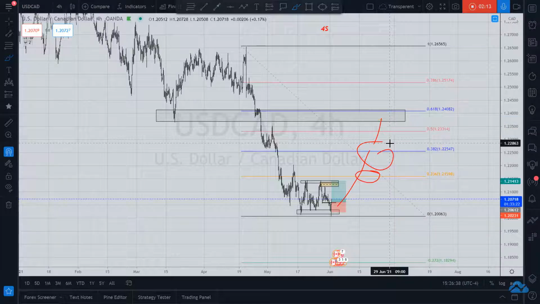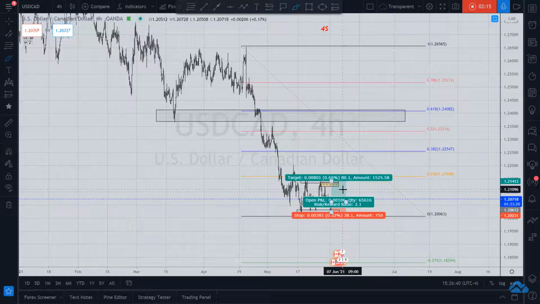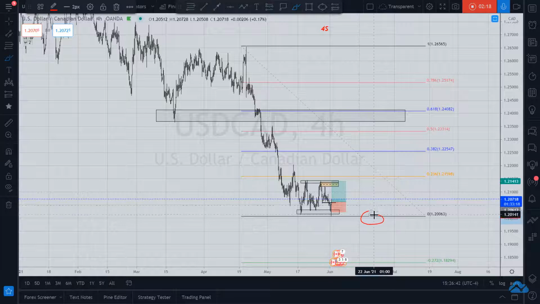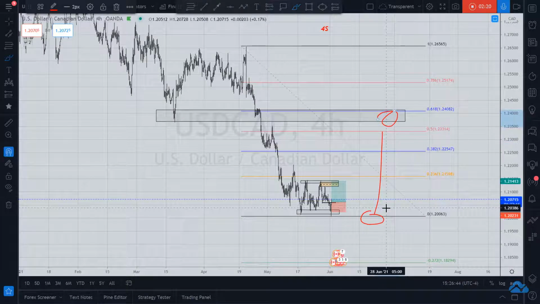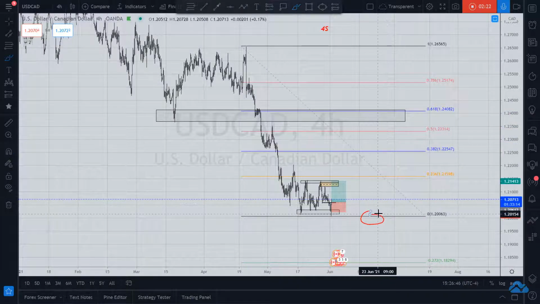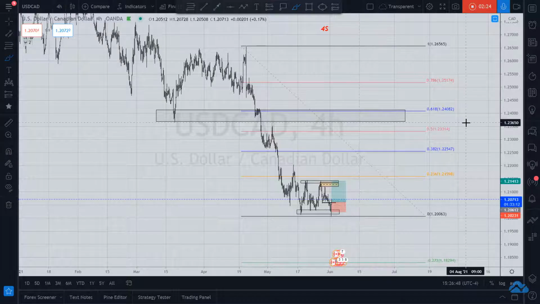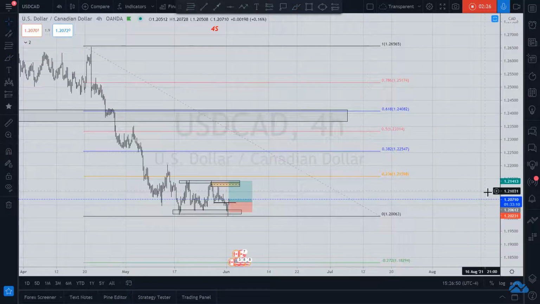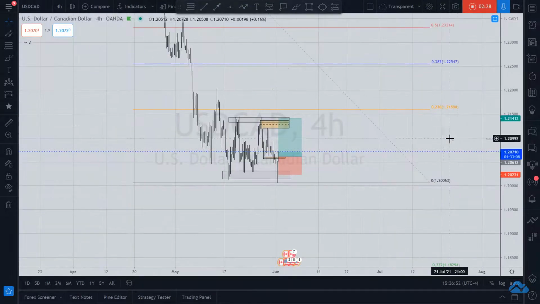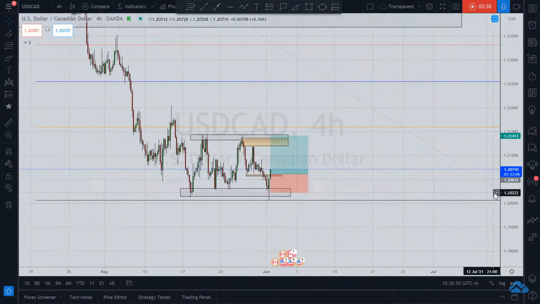But there's a lot of pips in between here and here. All right, a lot of pips to get. Why not profit along the way? That's why I proposed for those that are interested, an intraday counter trend trade, because I'm looking for swings.